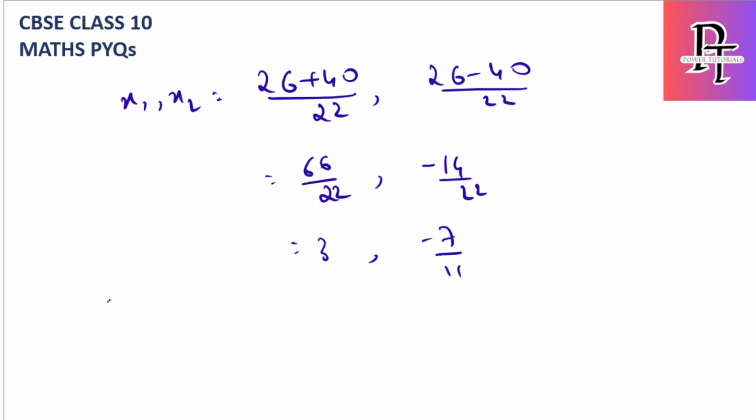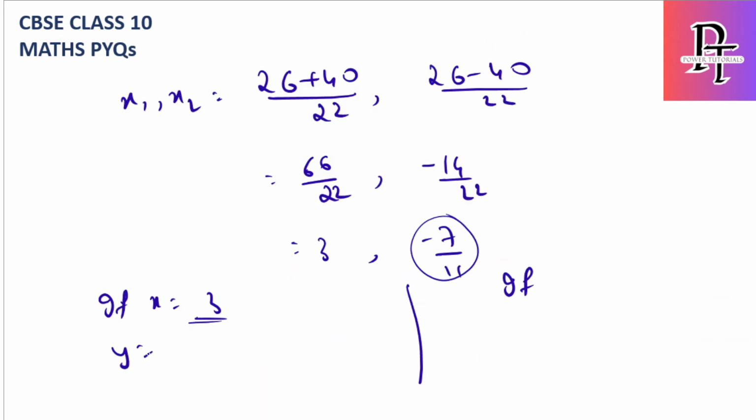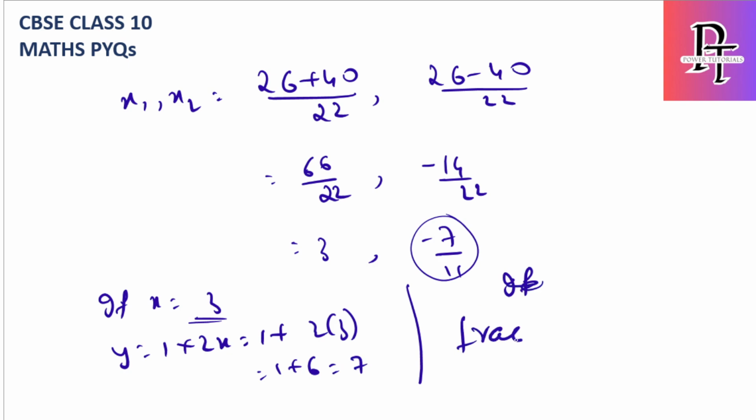So let's write both the cases. If x is equal to 3, we'll solve it here. In the numerator it cannot be a fraction, so we have to consider only one case where x should be 3. So if x is 3, y is 1 plus 2x, which is 1 plus 2 into 3, which is 1 plus 6, which is 7. So the fraction x by y is 3 by 7, the final answer.